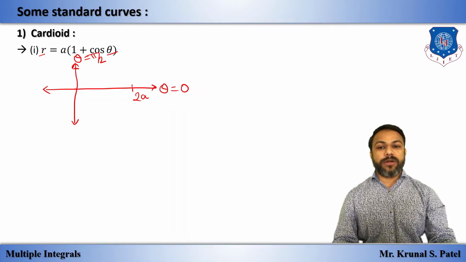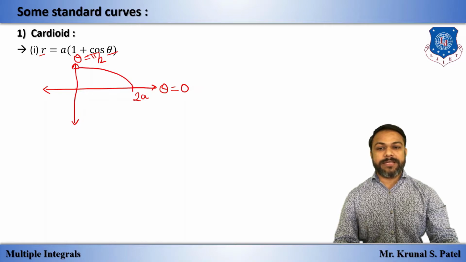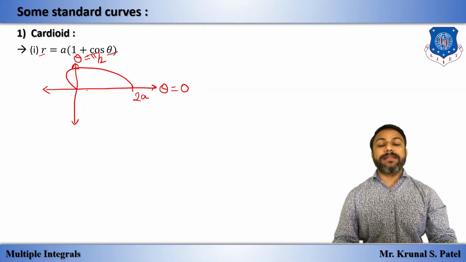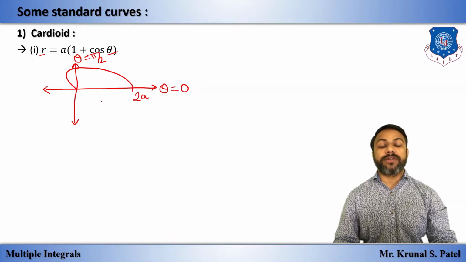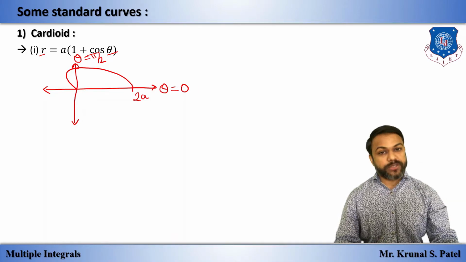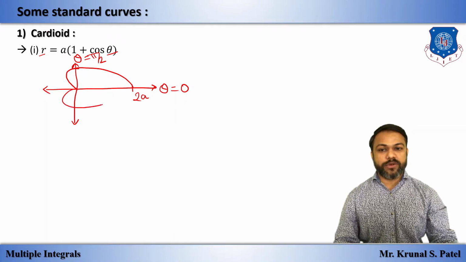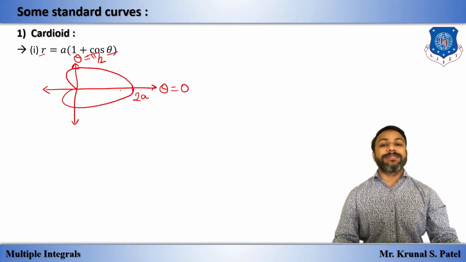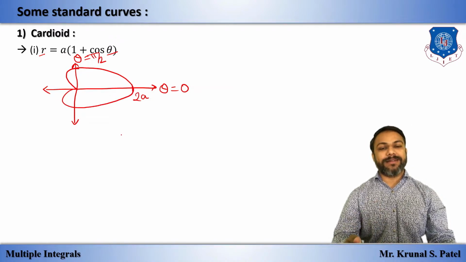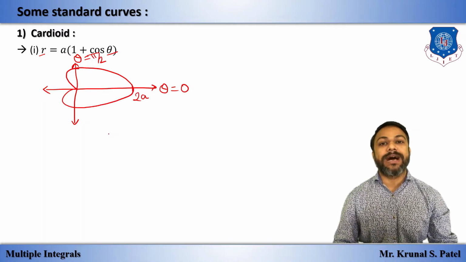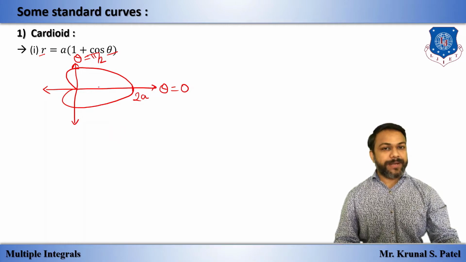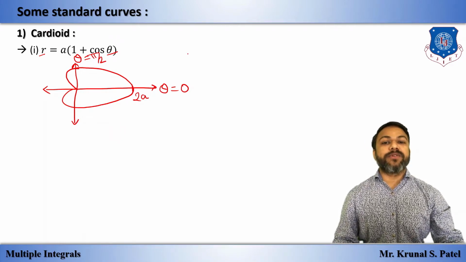Now, connecting all these three, we have this curve. And this is symmetric about the initial line theta equal to 0. Okay, so this is symmetric about theta equal to 0. So we have this curve. This looks like a heart. That's why its shape is called heart shape. This is the cardioid.